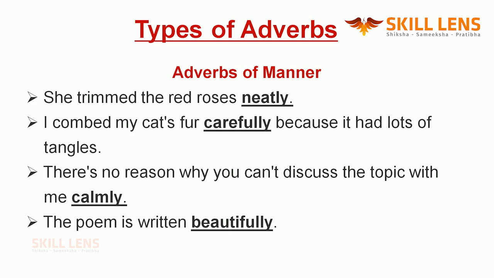Let's take these two sentences into consideration before we proceed. She trimmed the red roses neatly. We just spoke that adverbs of manner appear at the end of the clause. A clause, as I mentioned in my previous video, is a part of a sentence. A sentence is said to have more clauses when there is more information shared in the sentence. In the first sentence there is just one piece of information, that she trimmed the red roses neatly. How did she do the action?